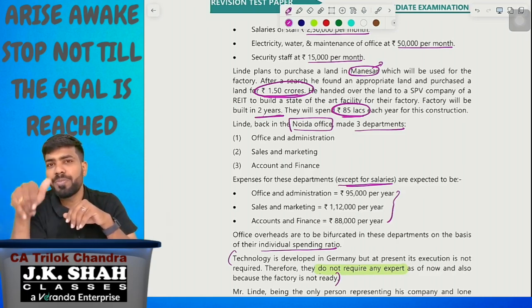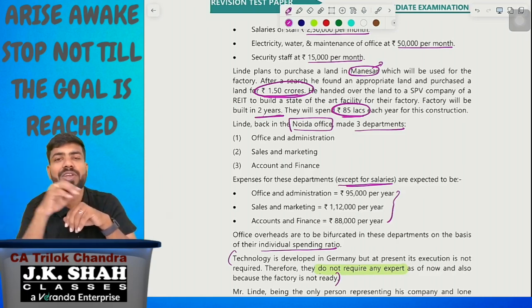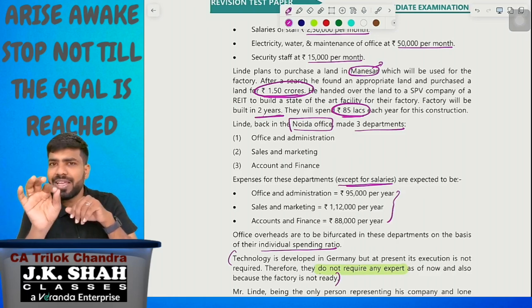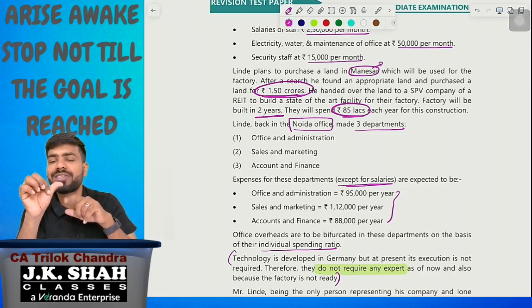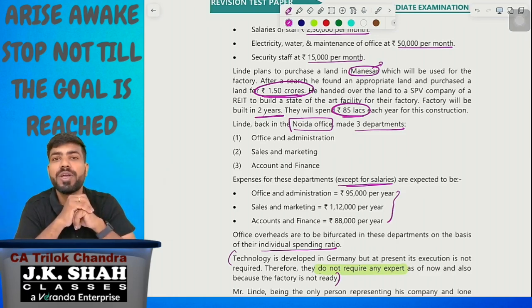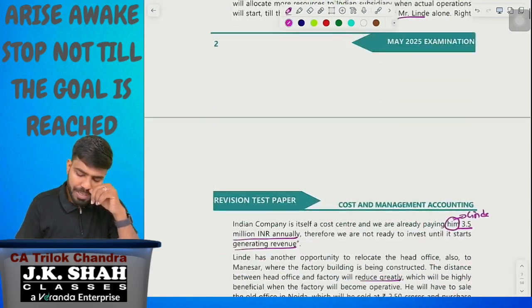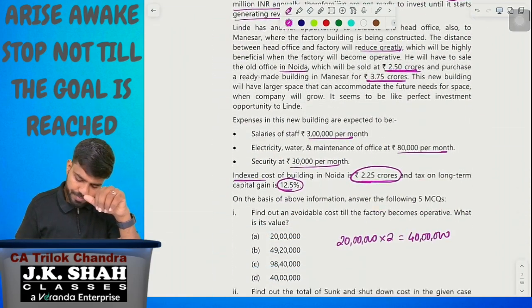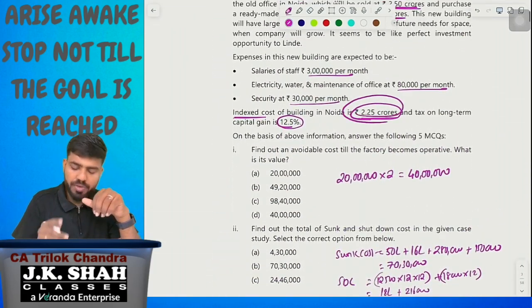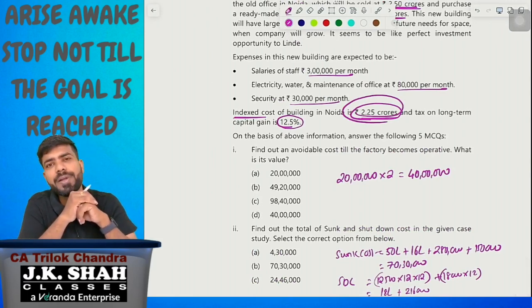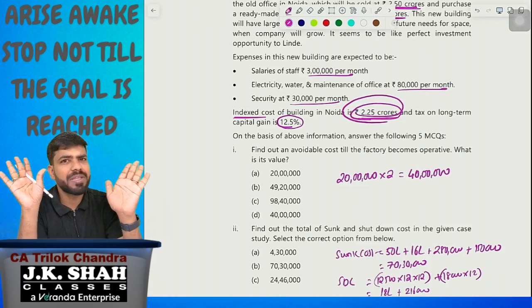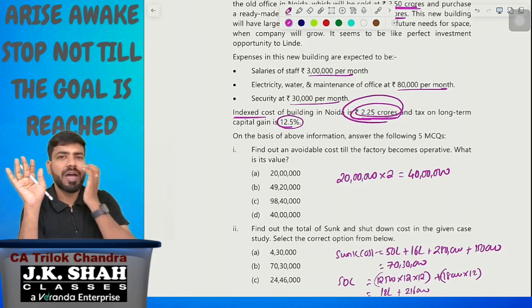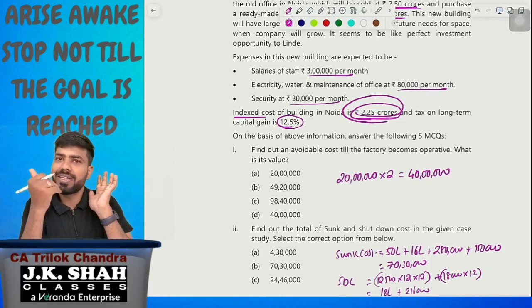He is planning to purchase one big building which costs 3.75 crores, and they have given the indexed cost of the old property as 2.25 crores. And then they give the capital gains tax rate of 12.5%. This is the details given. Apart from that, operational costs are given: office, administration, accounts, finance, and salary details. Let us get into the questions.